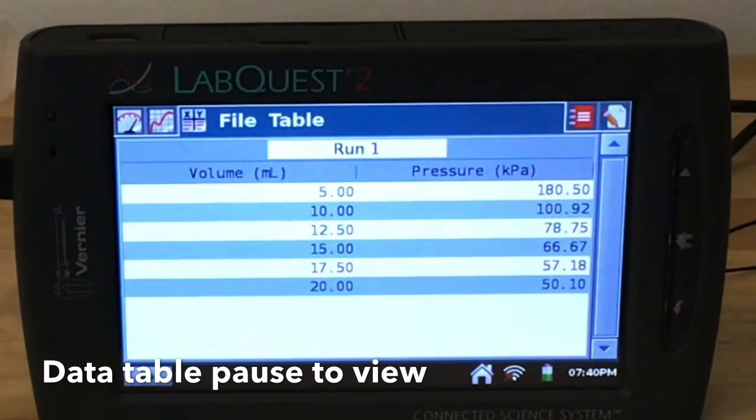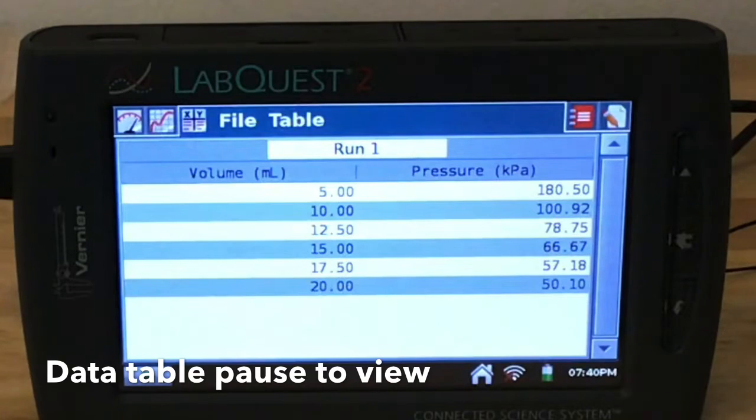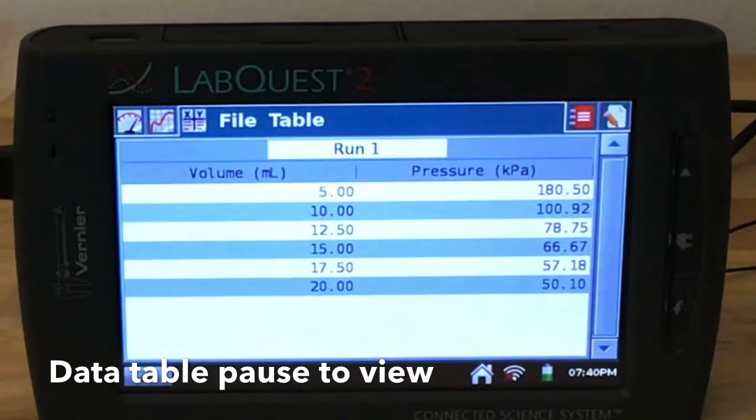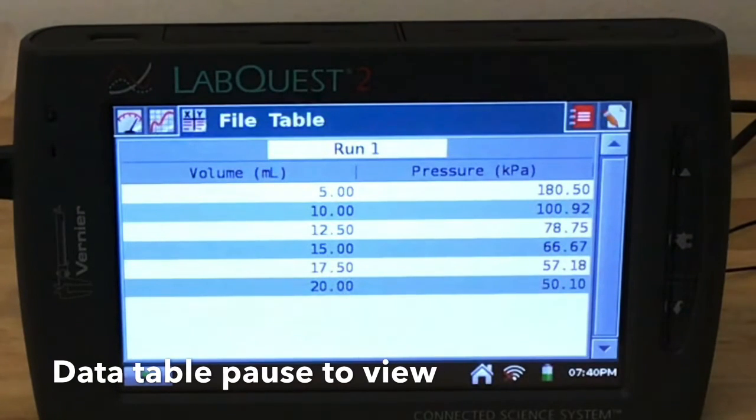Now, in case you didn't pick up each of those measurements, this is the actual data table. And next we'll look at the graph of this as it comes off of the LabQuest.